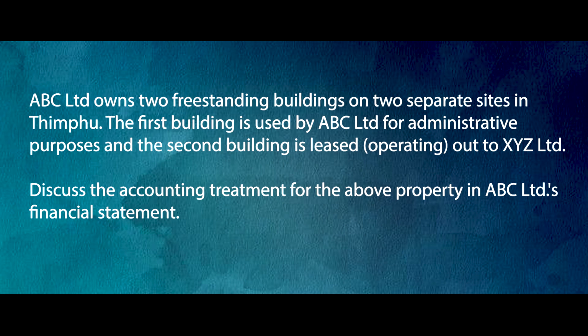So let us see an example regarding this classification issue. ABC Limited owns 2 freestanding buildings. Remember, here we are having 2 buildings. ABC Limited owns 2 freestanding buildings on 2 separate sites in Thimphu. The first building is used by ABC Limited for administrative purposes, and the second building is leased out. Here they are leasing out in operating lease to XYZ Limited. Discuss the accounting treatment for the above entry in ABC Limited's financial statement.